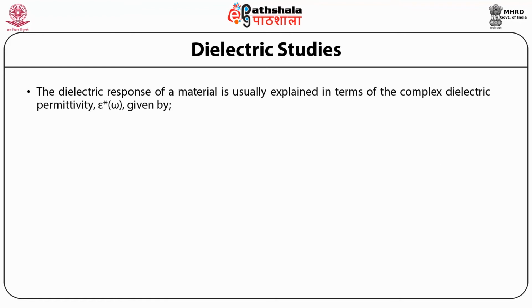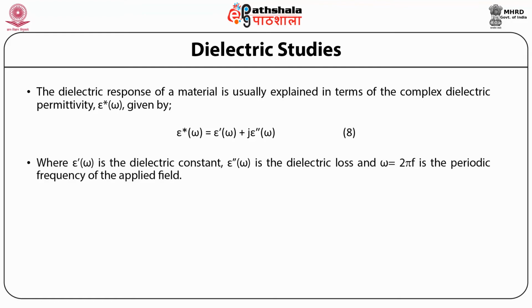The dielectric response of a material is usually explained in terms of a complex dielectric permittivity, epsilon star of omega, given by epsilon star of omega equals epsilon prime of omega plus j times epsilon double prime of omega, where epsilon prime of omega is the dielectric constant, epsilon double prime of omega is the dielectric loss, and omega equals 2 pi f is the angular frequency of the applied field. The tangent of the loss angle delta is given as tan delta equals epsilon double prime of omega divided by epsilon prime of omega.